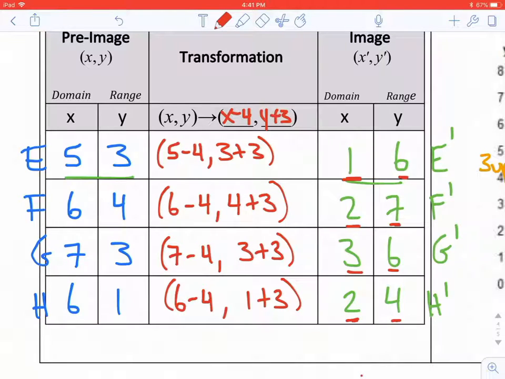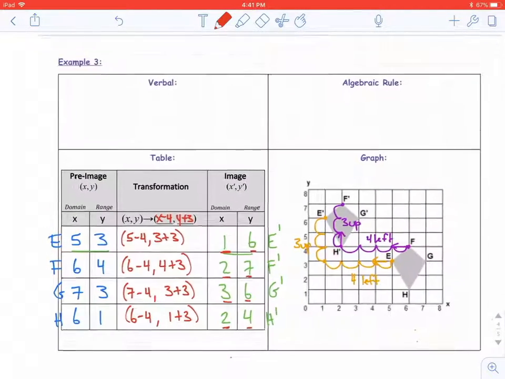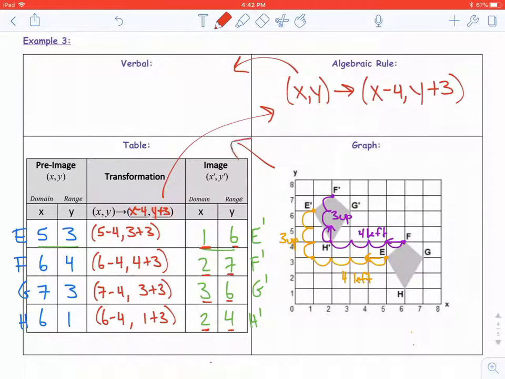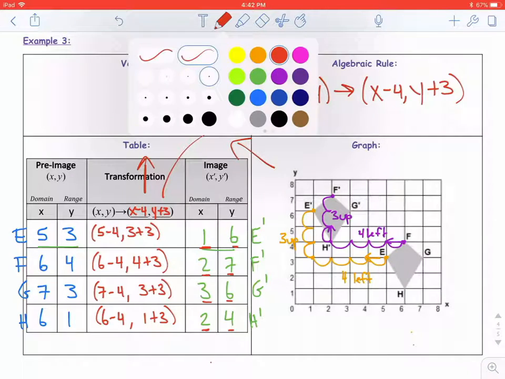So we have all the right points in our table, and now let's work our way up to the algebraic rule. So we've written it down. Let's go ahead and put it in this box in our notes. So we have, for every point (x, y), it's going to translate 4 units left, so x minus 4, and 3 units up, which is what y plus 3 represents. And so then we just need to write out our verbal description, which we can now use any one of these parts to help write it all out.